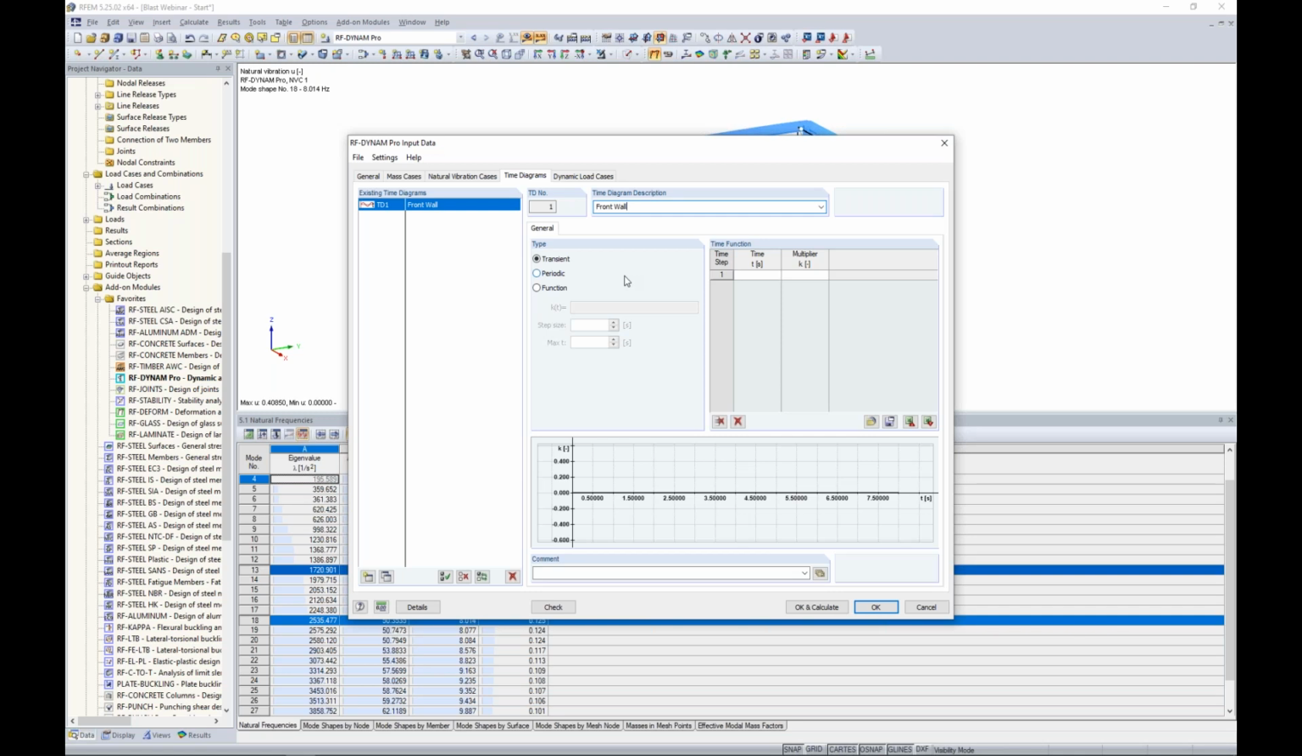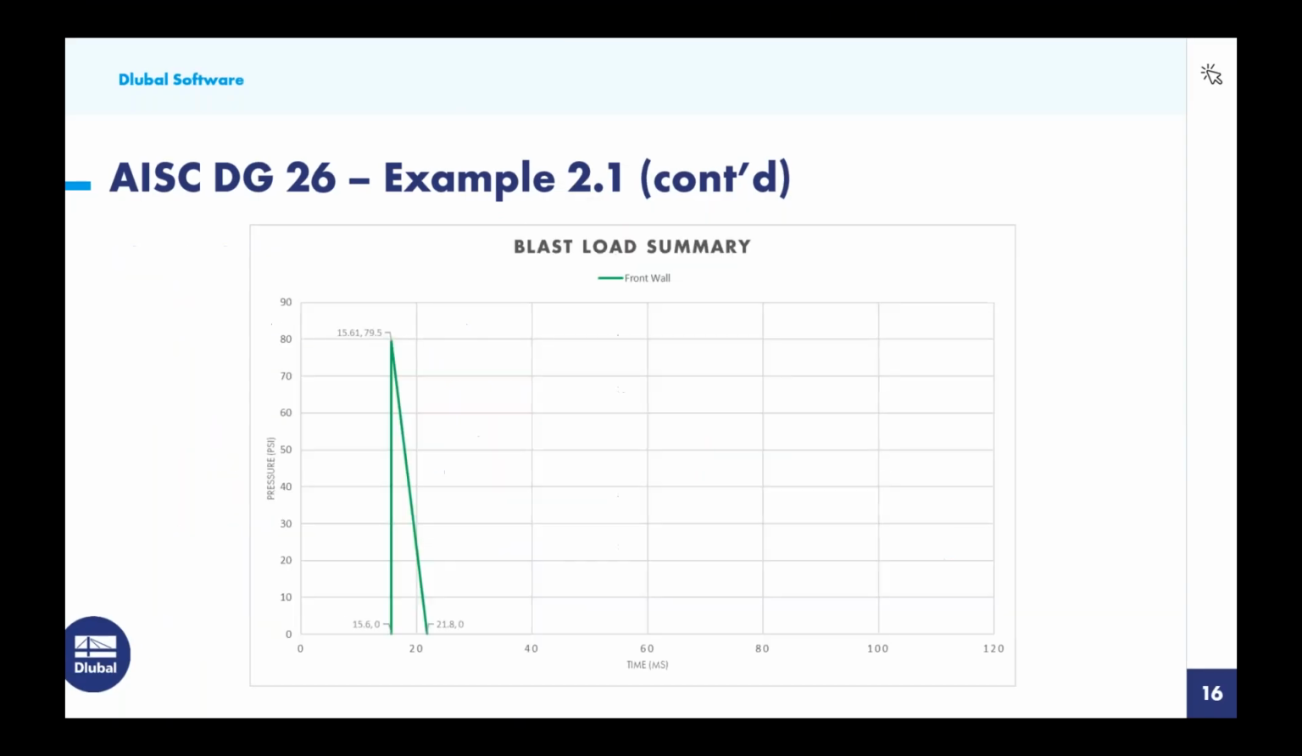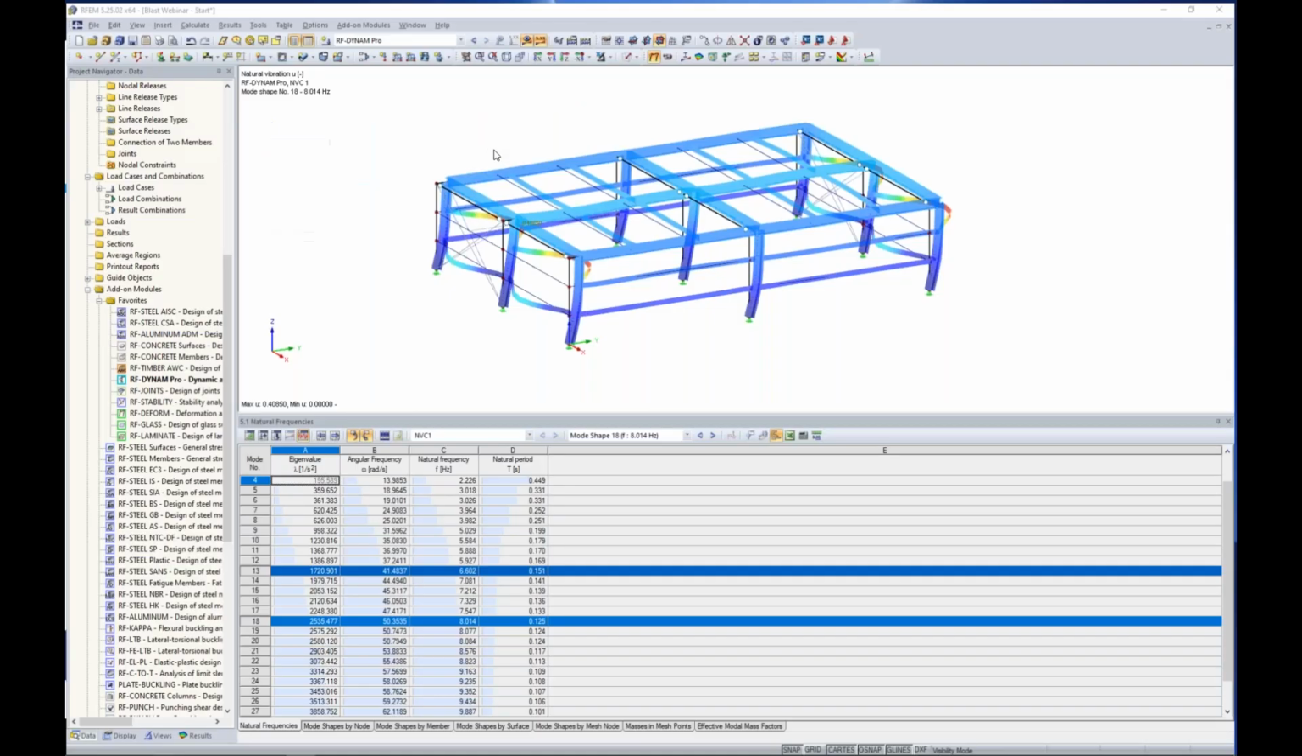And I am going to jump back here to the PowerPoint just to give a little refresher. We might be interested in seeing again what the time diagram would look like for this front wall. And remember, using the simplified approach, we have a short time period until the time period of arrival. We have an instantaneous pressure rise up to 79.5 psi and then a linear decay back to 0. So all of our points are given here in terms of pressure and time, and this is the information that we want to input into the program.